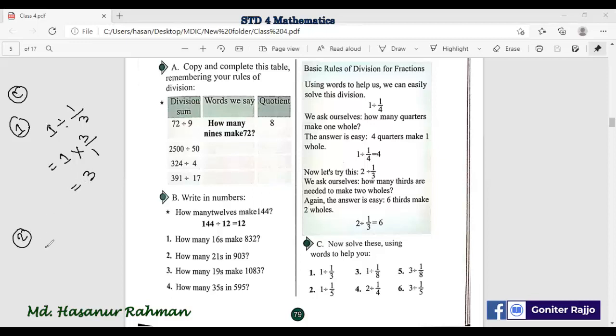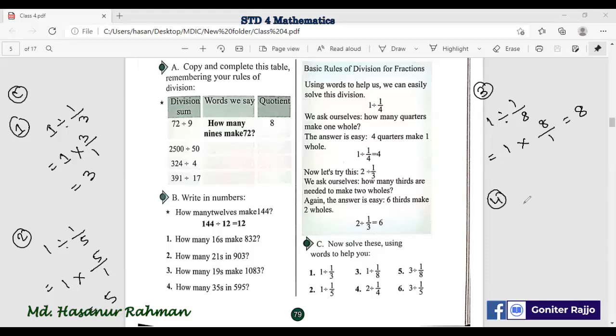Number two says 1 divided by 1 by 5. So here we have to convert this division into multiplication. Reciprocal of 1 by 5 should be 5 by 1. So answer should be only 5. Number three says 1 divided by 1 by 8. So here 1 multiplied by reciprocal of 1 by 8 should be 8 by 1. So our final answer should be 8.